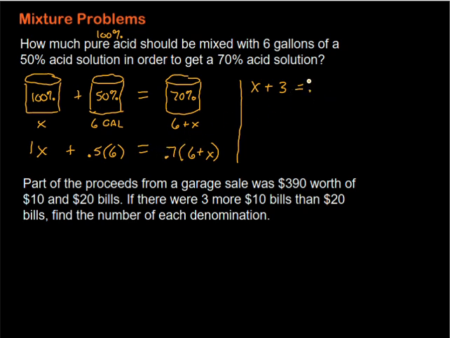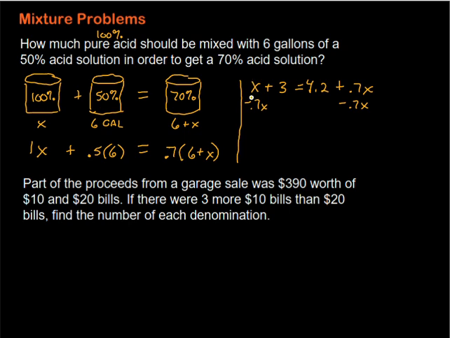So let's do that. So this is going to be 4.2, and then plus 0.7 times x, so we have 0.7x. All right, then we've got x's on both sides, so let's deal with that. We're going to subtract 0.7x from both sides, minus 0.7x.